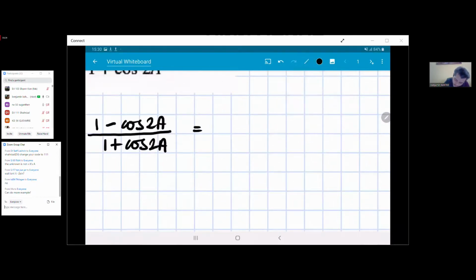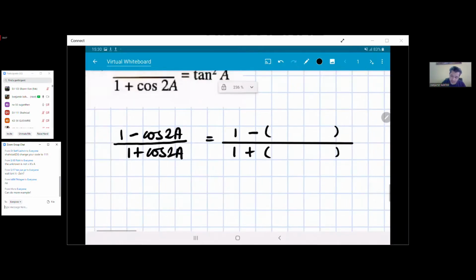So that means now I'm going to draw one line because there's a fraction. Okay, now on top we have 1 minus. At the bottom got 1 plus. I'm going to pakai a bracket dekat atas dan bawah because kita kena gantikan. So here's my question. Okay, on top here is cos 2a.